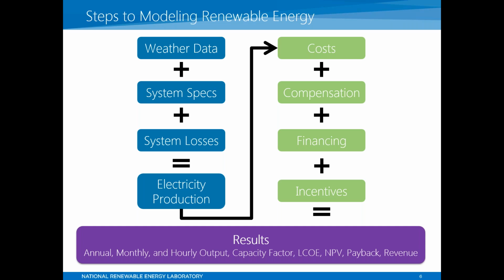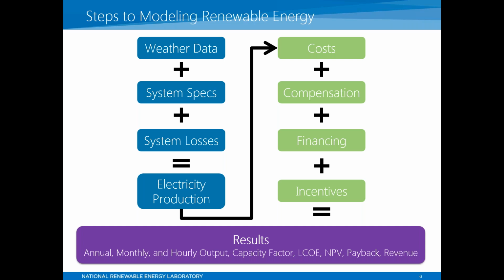Take that electricity production, combine it with the cost of the different components in the system, compensation, in other words, do you have net metering? How are you getting paid for that energy, or are you avoiding energy? Plus then, how are you financing that system? Is it a third-party ownership system? Is it a debt-based system? Are you just paying cash outright? And incentives, of course, are always a key piece for any solar system in the U.S.